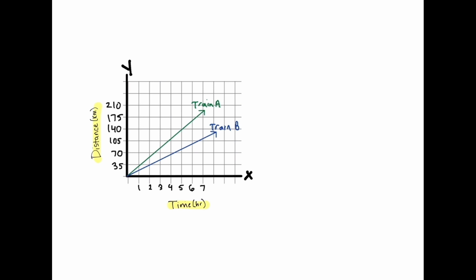What we have here is two trains, train A and train B. One way that we can interpret what's going on with train A and train B is by looking at the slope of each of the trains. Remember that the slope is the steepness of the train, or the change in y over the change in x.